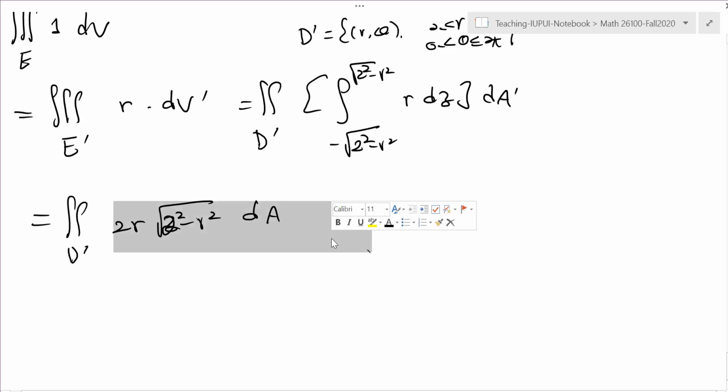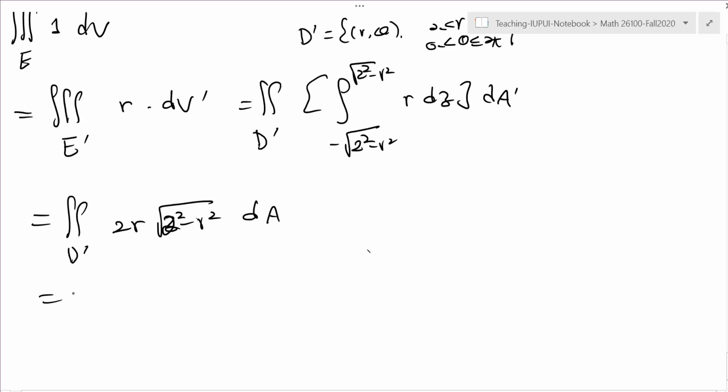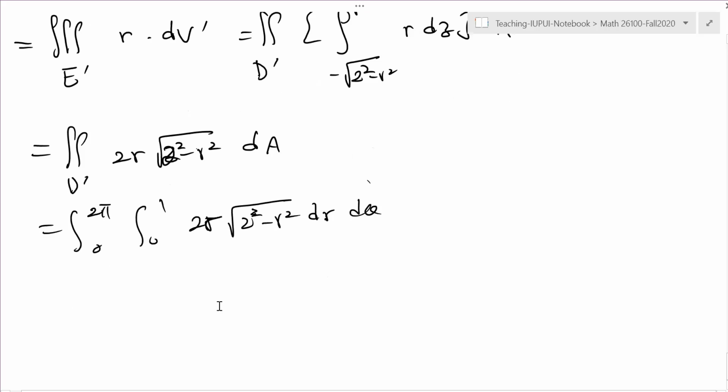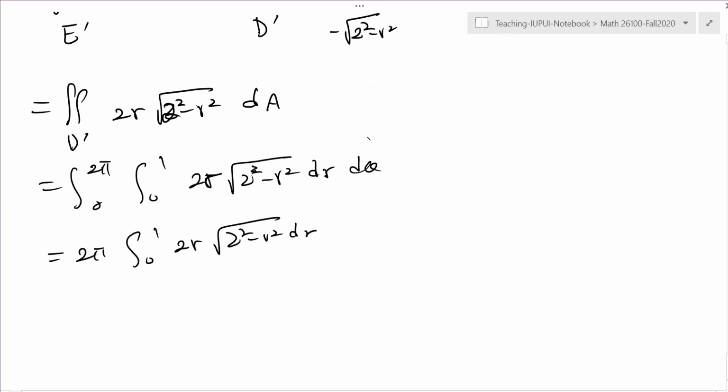Then this becomes the integral from 0 to 2 pi, and from 0 to 1, of r times the square root of 2 squared minus r squared, dr d theta. Then you have to use a substitution. But anyway, 2 pi is a constant, so I put a 2 pi here. Don't worry about this, let's focus on this integral. Use the substitution: let u be 2 squared minus r squared, so du equals negative 2r dr.